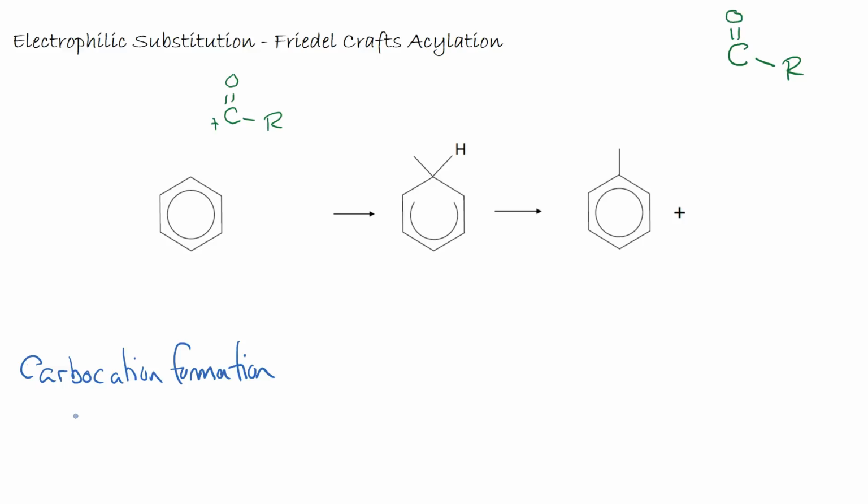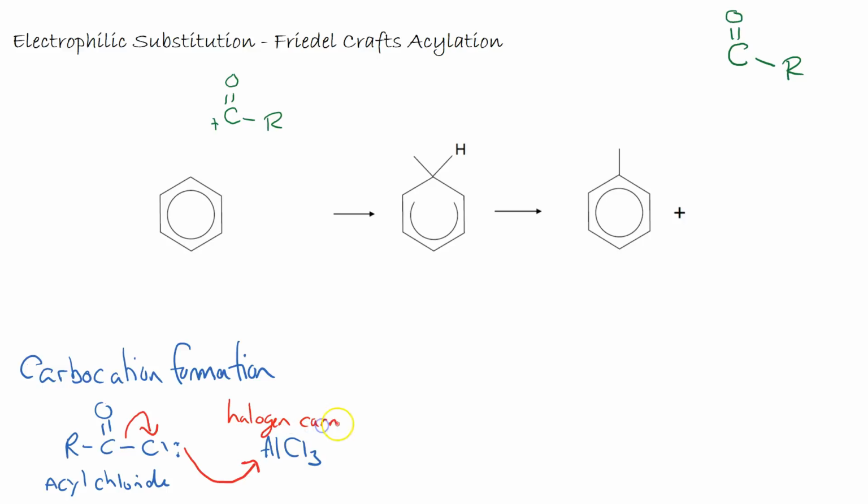First up then, we're going to look at how we form this carbocation, and this is formed from an acyl chloride and a halogen carrier, which we call AlCl3. And it's called a halogen carrier because it's going to accept this lone pair of electrons, which are going to be generated from the chlorine. And the halogen carrier, AlCl3, has got an empty orbital, and therefore is able to accept that lone pair of electrons. The product then from this reaction is AlCl4 minus, and importantly the acyl carbocation.